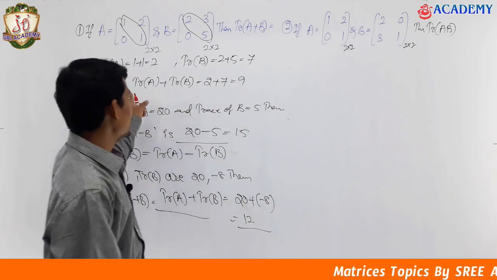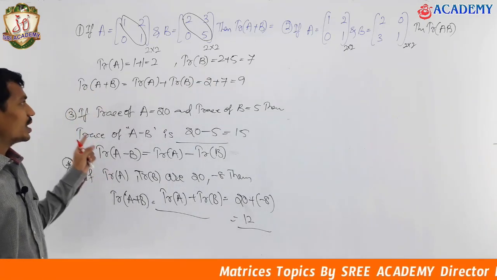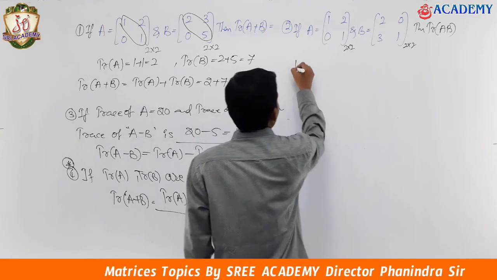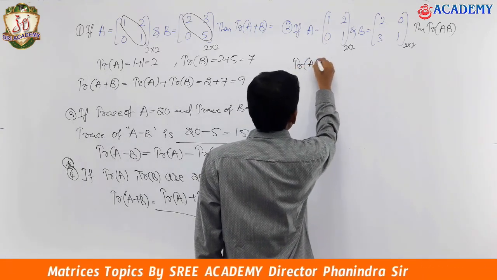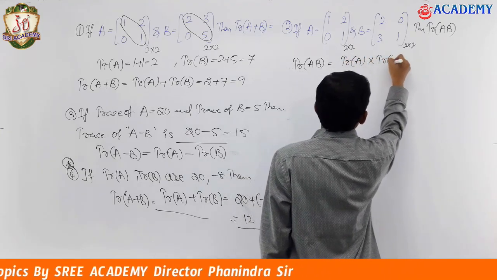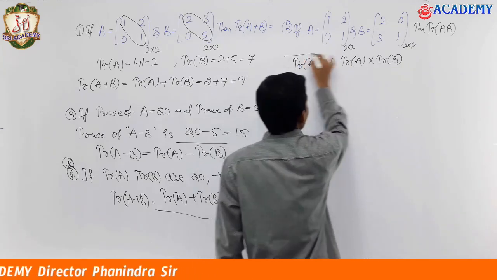Simply, trace of A plus B is trace of A plus trace of B. But trace of A minus B is trace of A minus trace of B. But trace of AB, you will think, equals trace of A into trace of B. But always the trace of AB is not equal to trace of A times trace of B.